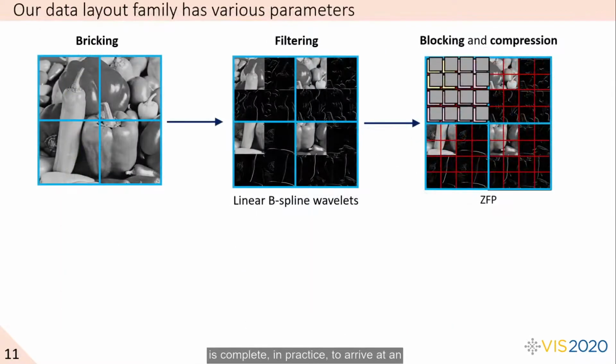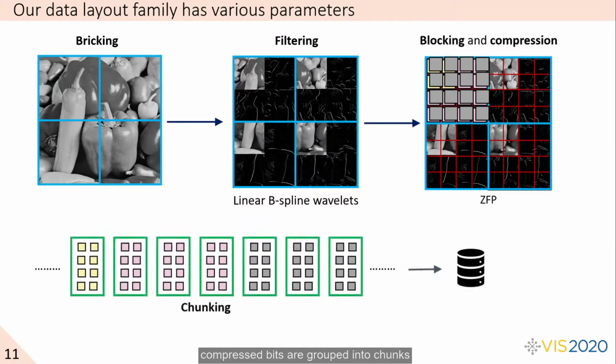Although our tree model is complete, in practice, to arrive at an efficient data layout, there are a number of other concerns to be addressed. So in our data model, we introduced a few more abstractions to address these concerns. From left to right, we consider partitioning the data into bricks for random access, filtering or transforming the data samples for high-quality data at coarse resolution levels, and finally compressing the transform coefficients in blocks. Of course, as mentioned before, the compressed bits are grouped into chunks and written to disk in units of chunks.